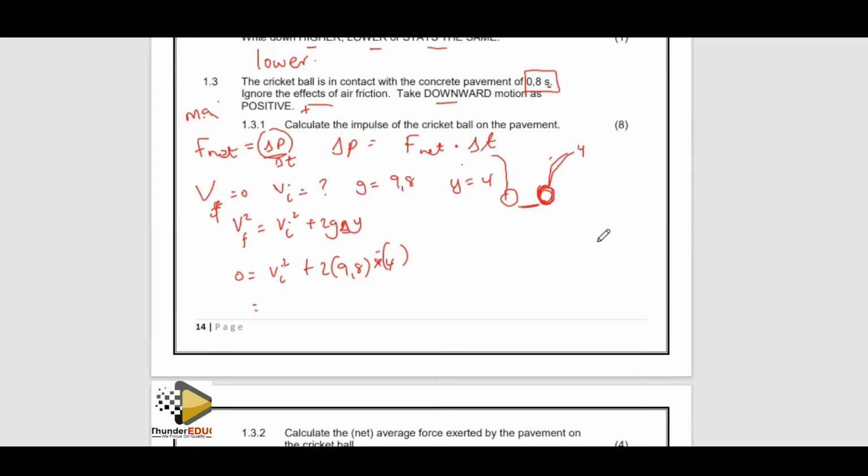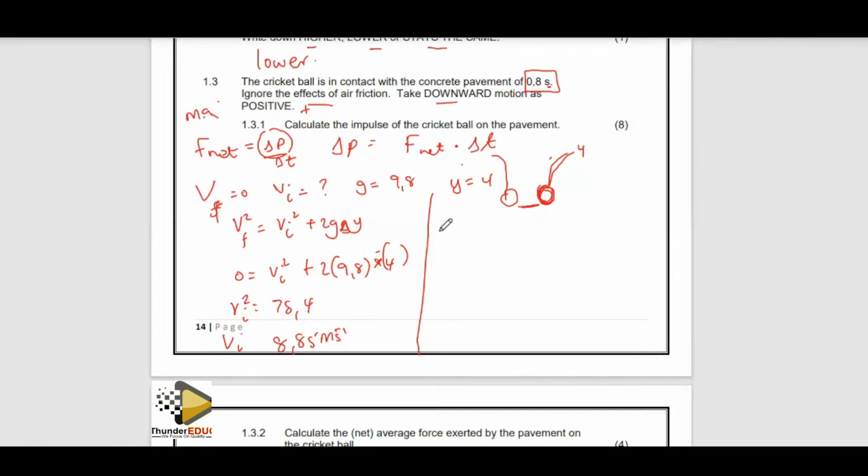So that is 2 times 9.8 times 4, which is 78.4. So 78.4 is equal to Vi squared, and then I find the square root of that, which is 8.85 meters per second. So this is just the initial velocity with which the ball is going to leave the pavement. Then I'll apply my F net and delta P.